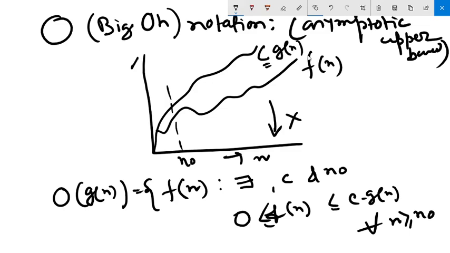If this is the case, then we can directly write here in this box, F(n) equal to big O of G(n). Okay, this is what we can write. So this is the definition of big O. It is called asymptotic upper bound, and I have shown you the graph. So no problem here from the graph.